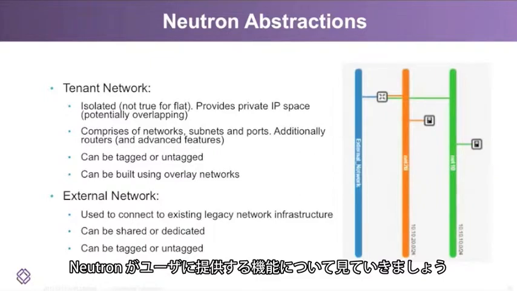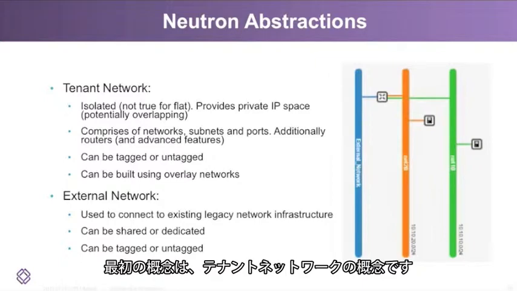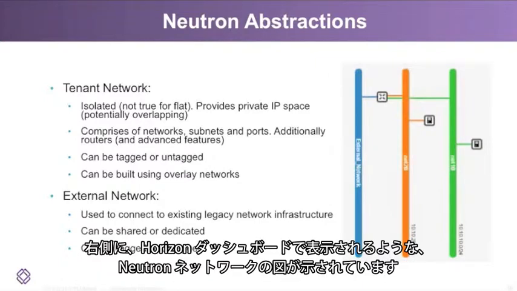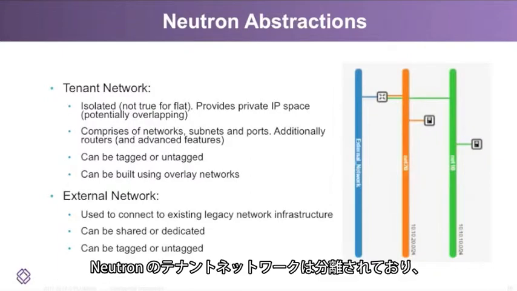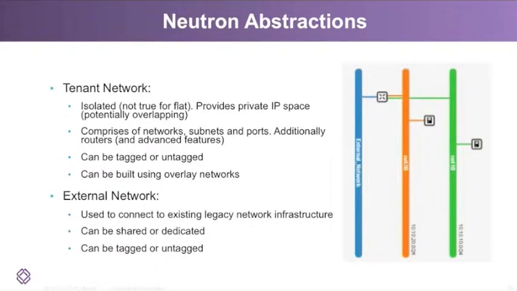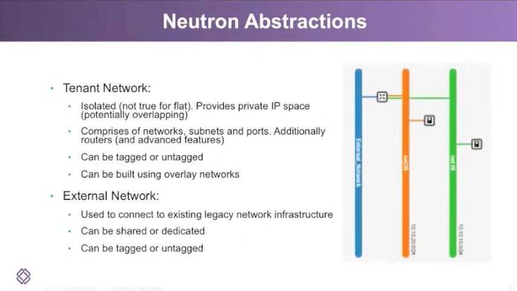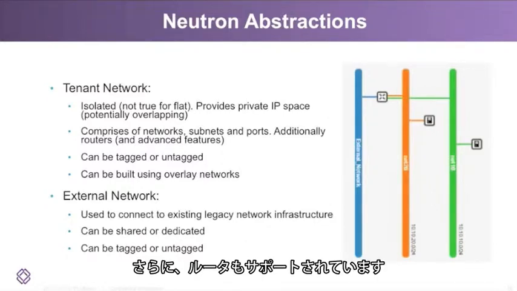Let's look at what Neutron provides to the user. The first concept is the concept of tenant networks. You can see a representation of a Neutron network on the right-hand side, as seen through the Horizon dashboard. Tenant networks in Neutron are isolated and need to provide private IP space to each individual tenant, with the ability to also be completely overlapping. It comprises networks, subnets, and ports. And additionally, where supported, routers.